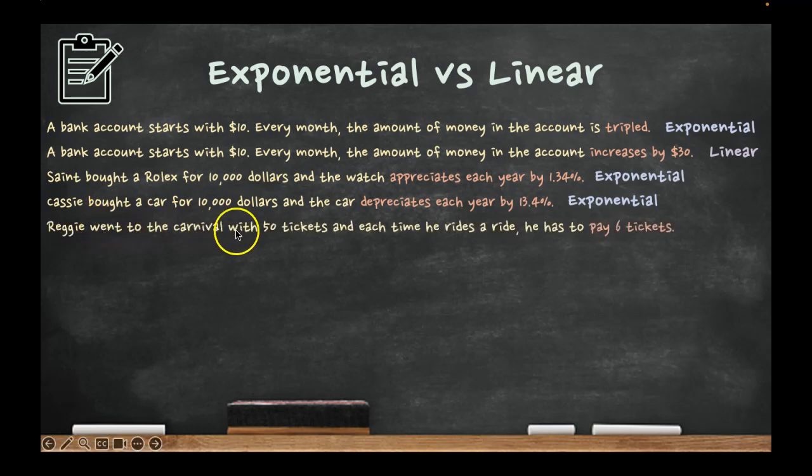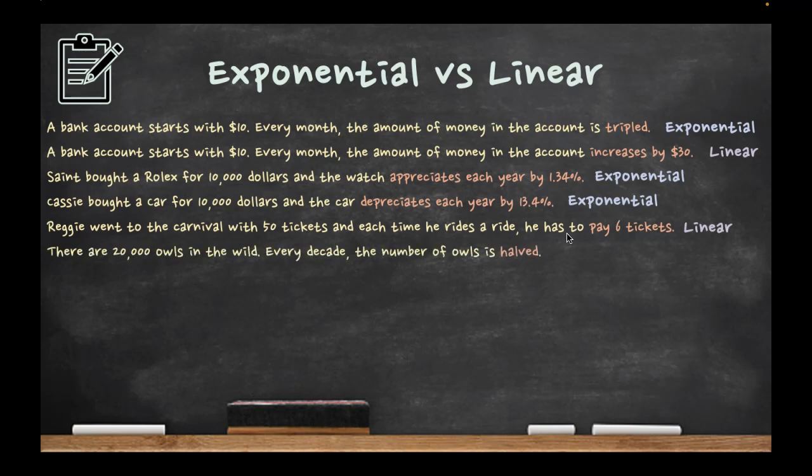But then it says Reggie went to the carnival with 50 tickets, and each time he rides a ride, he has to pay 6 tickets. So every ride, 6, 6, 6. All right, that's going to be linear. Constant rate. There are 20,000 owls in the wild. Every decade, the number of owls is halved, which is another way of saying you're multiplying it by a portion of the whole, which is going to be exponential.